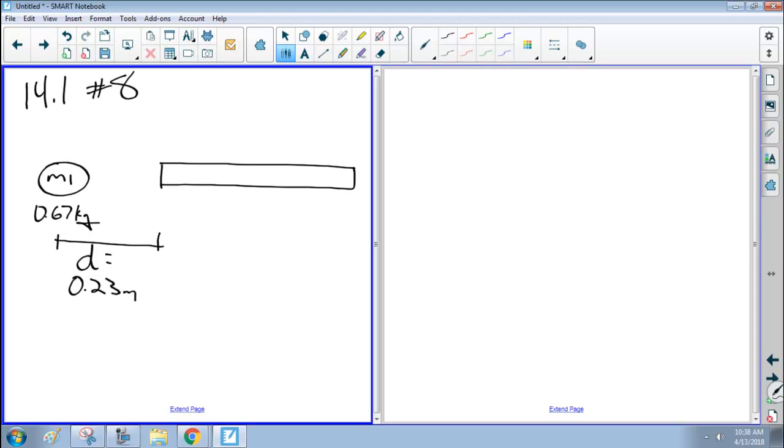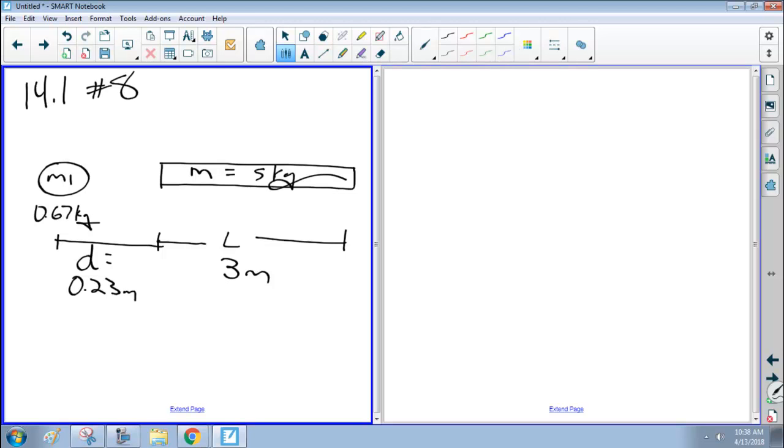You're told that the whole rod has length L, which is, is it 3 meters or 5 meters? I feel like it's 3 meters. And you're told that the mass of the whole bar is 5 kilograms. Okay?